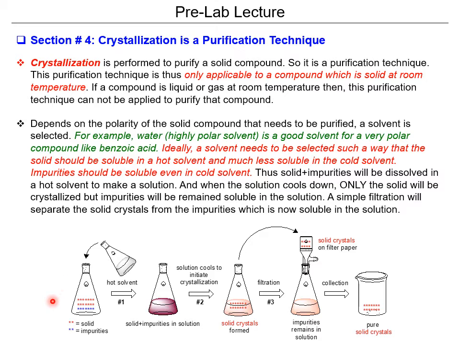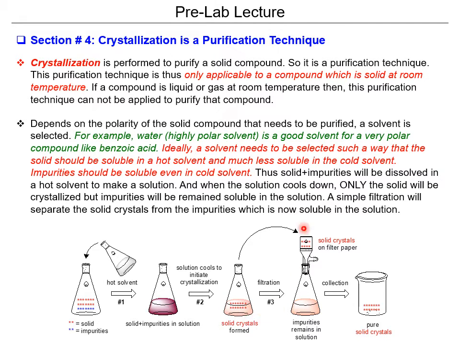You can see here an example of crystallization. You have your solid here with impurities. You pour in your hot solvent and everything dissolves. You should have this heated up to make sure everything is dissolved. Once you do that, you let the crystallization occur by cooling the solution.